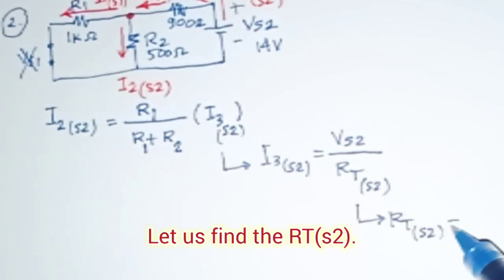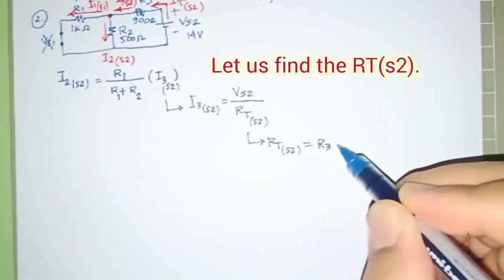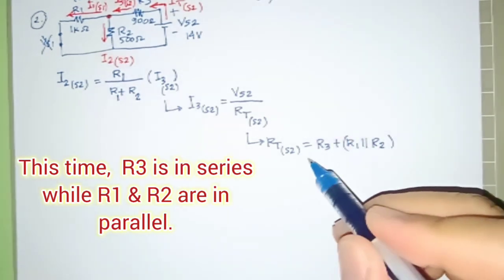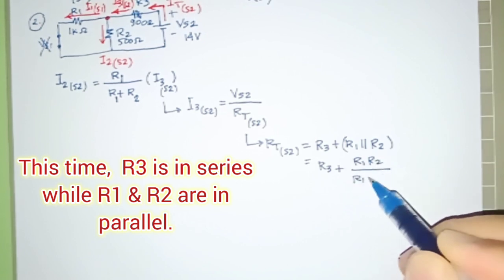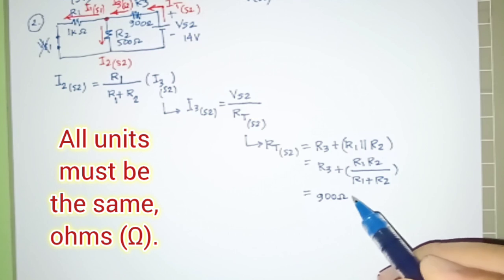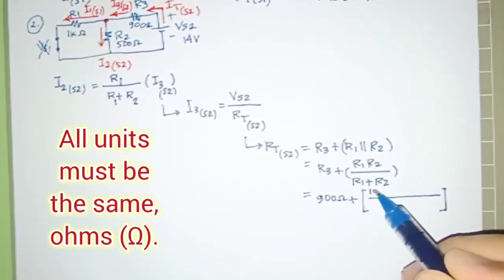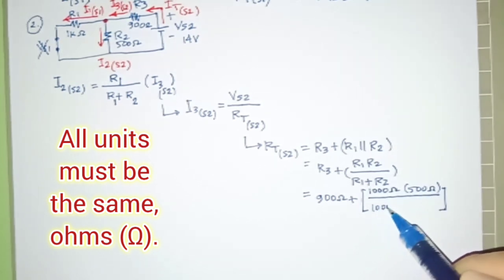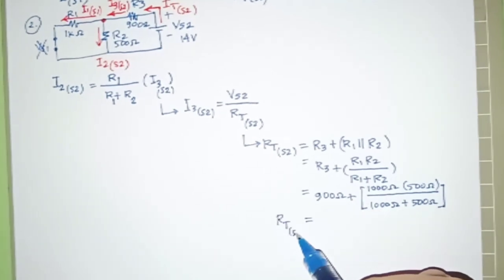Therefore, let's calculate first the R total with respect to the source 2, and that would be the R3 in series with the parallel of R1 and R2. Now, going back to the parallel for two resistors, that would be the multiplication over the sum of the two resistors. And let's substitute the values here. 900 ohms plus 1000 ohms, or the 1 kilo ohms that we had before, multiplied with 500 over the sum of 1000 and 500.